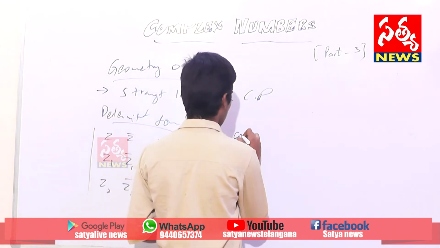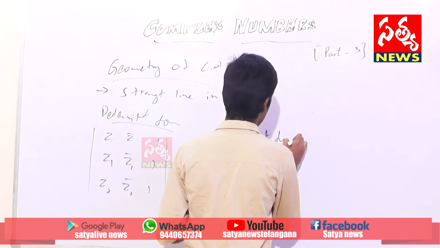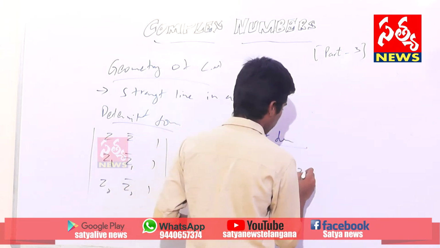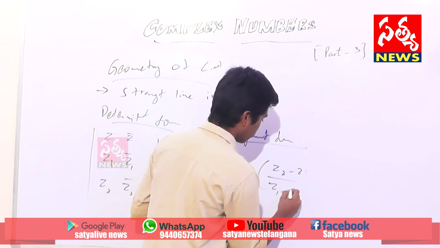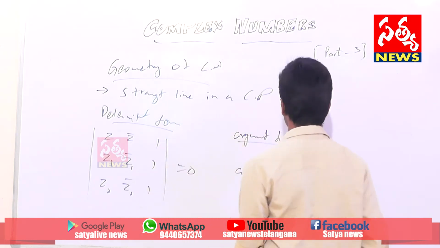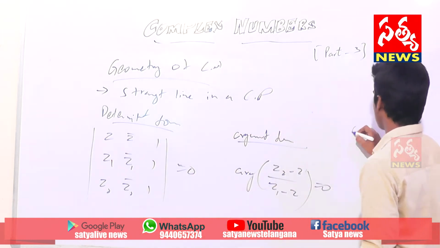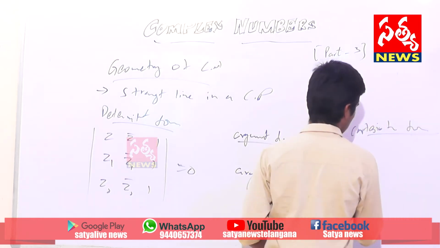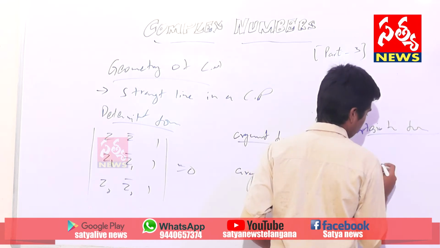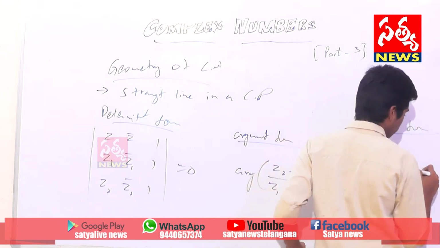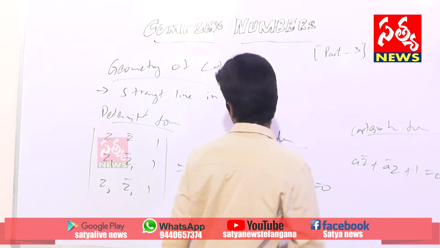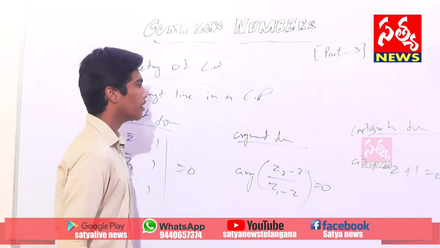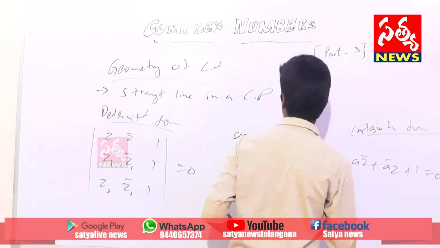And the next is the argument form: argument of (z2 minus z) by (z1 minus z) is equal to 0. And the next is the Cartesian form: a z bar plus a bar z plus b is equal to 0. These are the 3 ways in which we can represent a straight line in a complex plane.